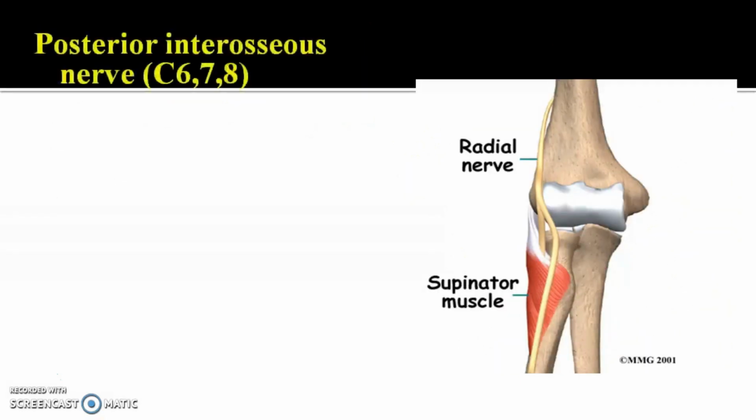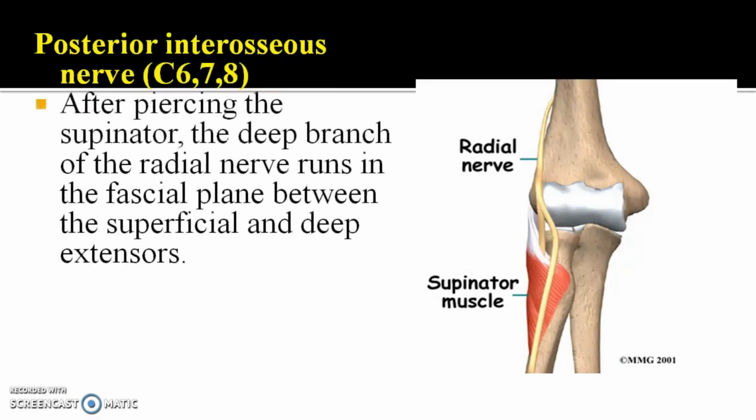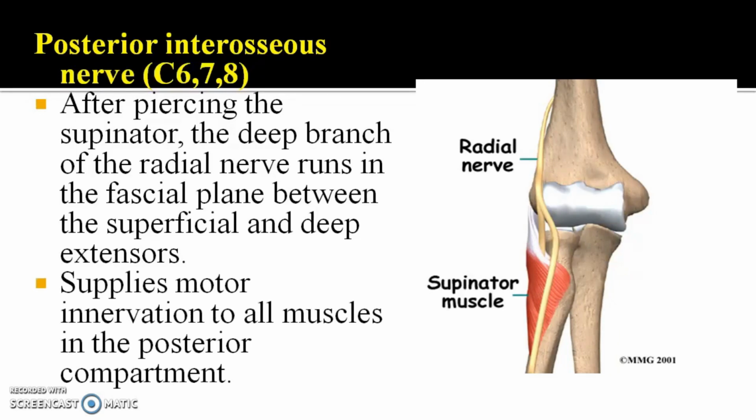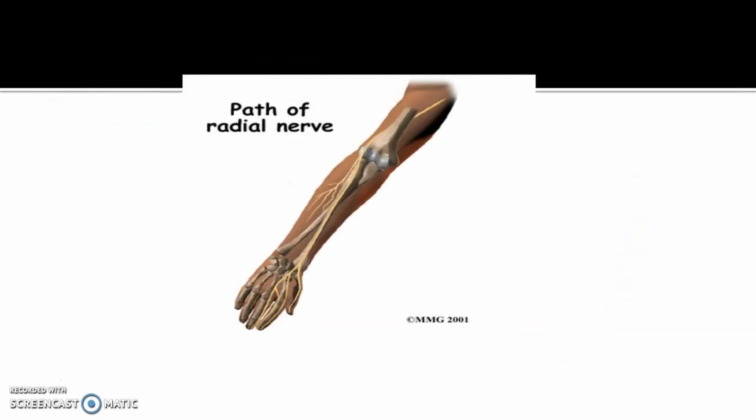Talking about the nerve, we have posterior interosseous nerve. As I said before, it is a deep branch of radial nerve and it is carrying C6, C7 and C8 nerve fibers. It is piercing the supinator muscle and coming out. The deep branch of radial nerve passes in the fascial plane between the superficial and deep extensors. Later it is going to supply motor innervation for almost all the muscles of the posterior compartment of the forearm region. So this is the nerve which you are seeing, posterior branch, that is deep branch, which is going to supply whole of the posterior compartment. So this is the path of radial nerve, how it is coming and how it is giving its branches.